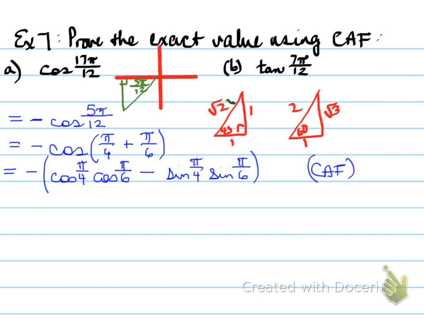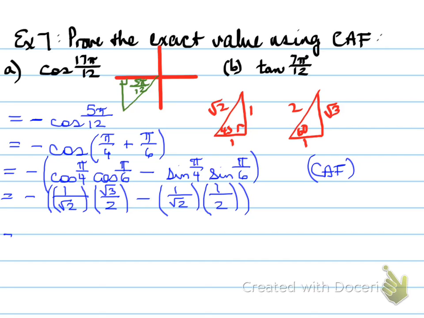I draw them out here for you, and I use those drawings to get my values. Cosine of pi over 4 is going to be 1 over root 2. Cosine of pi over 6 is root 3 over 2. And then sine pi over 4 is 1 over root 2. And sine pi over 6 is 1/2. All right, what do we do here? These are all our special values.